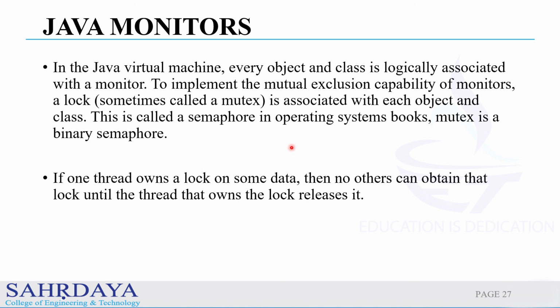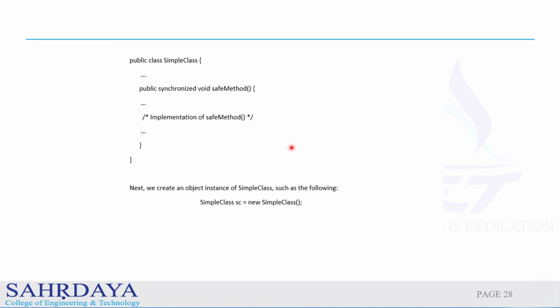Java monitors. In the Java virtual machine, every object and class is logically associated with a monitor. To implement the mutual exclusion capability of the monitors, a lock, sometimes called a mutex, is associated with each object and class. So what happens is, if one thread owns a lock on some data, then no others can obtain that lock until the thread that owns the lock releases it. So if a thread owns a lock on some data, then no other thread can access it until that thread which locks the data releases it. Okay, fine. So this is the syntax again. public class SimpleClass, public synchronized void safeMethod, implementation of safeMethod.